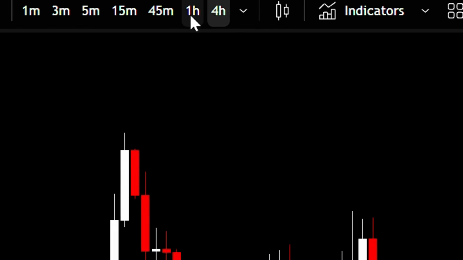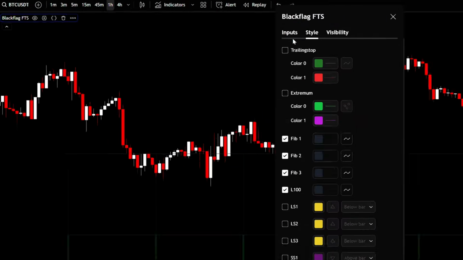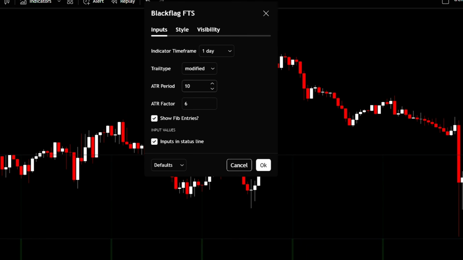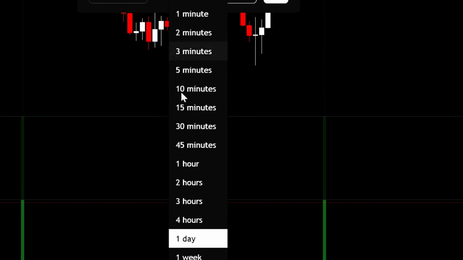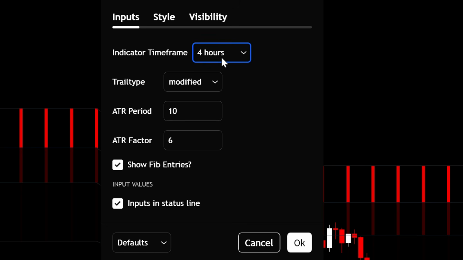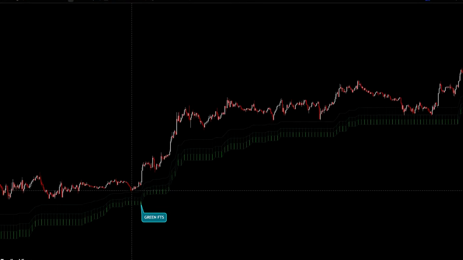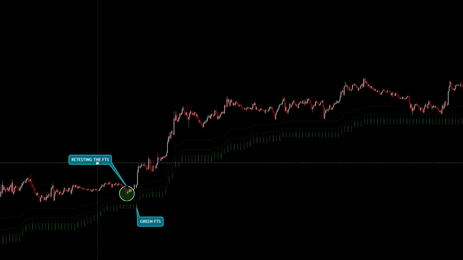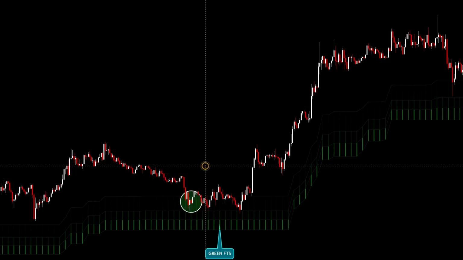On the 1 hour chart, bump the time frame to 4 hour. ATR settings stay the same. Look at the chart. See how it highlights meaningful pullbacks? Some retests now look obvious, others clearly noise.